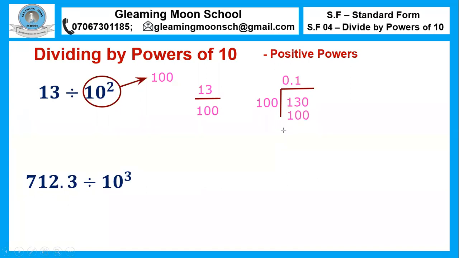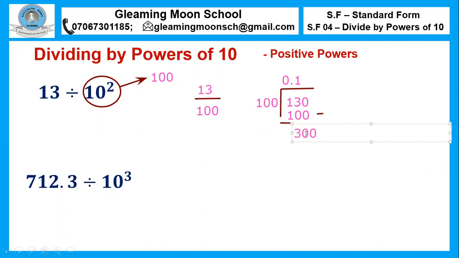Okay, so you draw your line and you subtract. So 130 minus 100 is going to give you 30. Okay, now we carry on with our division. Can 100 divide 30? Absolutely not. So we add 0 there to make it 300.